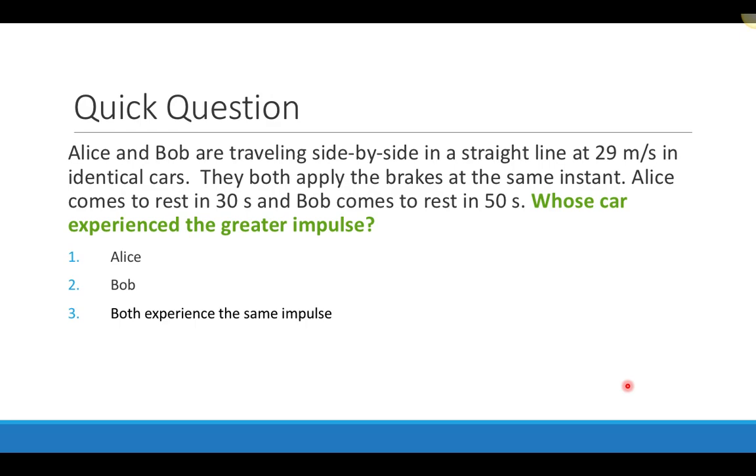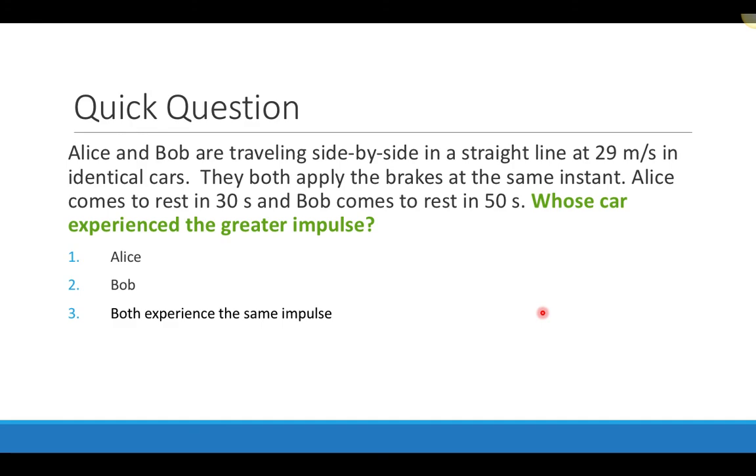I forgot we had another question here. Alice and Bob are traveling side by side in a straight line at 29 meters per second in identical cars. They both apply the brakes at the same time. Alice comes to rest in 30 seconds. Bob comes to rest in 50 seconds. Whose car experiences the greater impulse?